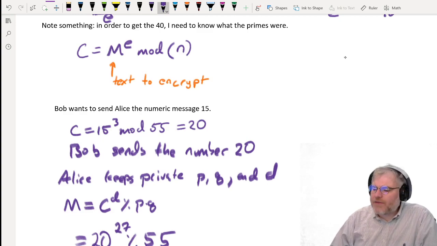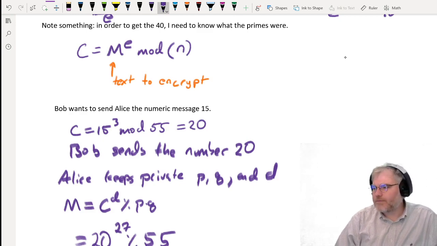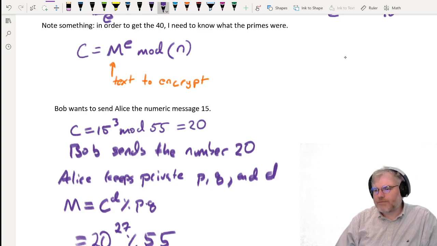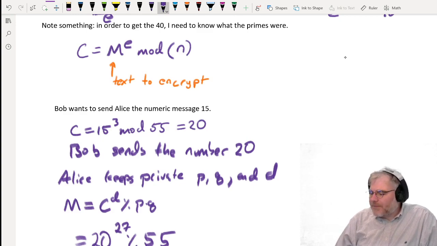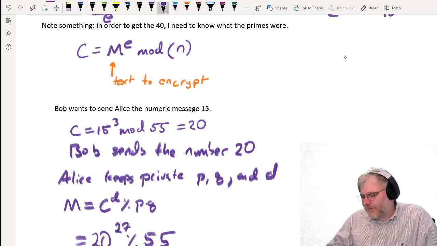Let me ask you something. If I throw 20 to the 27 into my calculator, is it going to give me an answer? Yeah. What answer is it going to give you? Grab your calculator and throw 20 to the 27 into it. Yeah, exactly. You're going to get stack overflow, or you're going to run out of floating point precision or whatever. It doesn't like that.